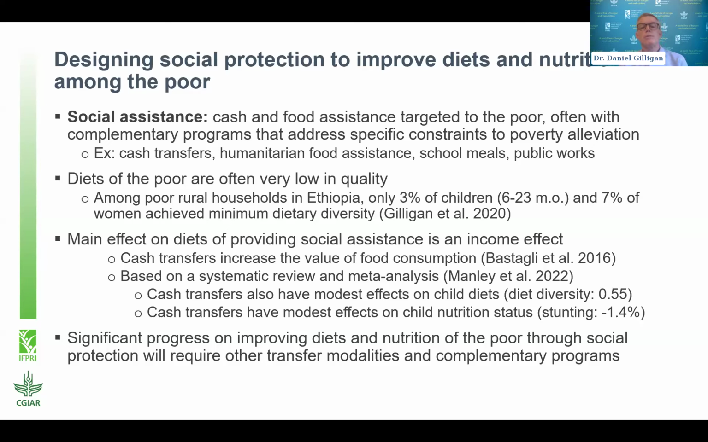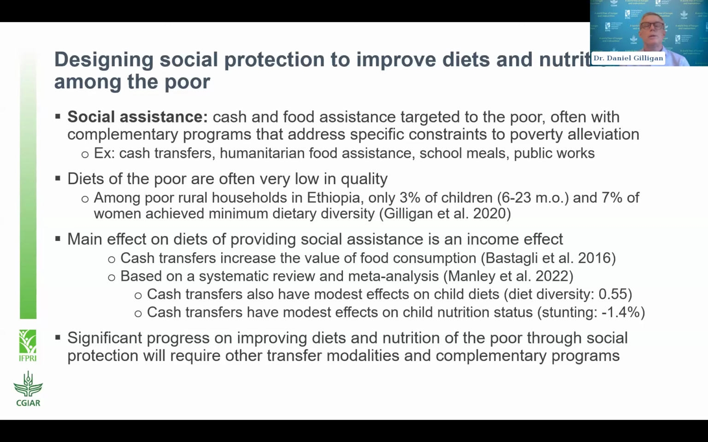Based on another systematic review and meta-analysis, we then look at what is the effect of that increase in food consumption and other impacts through the household on health and healthcare utilization. What are the effects on child diets and on child nutritional status? The summary there is that there are effects. There are significant effects, but they are small. So essentially, cash transfers alone have modest effects on child diets, increasing dietary diversity by just about 1/2 of a food group. And there are modest effects on child nutritional status. One of the measures there is a reduction in stunting prevalence. That's very welcome, but it's small at only 1.4%.